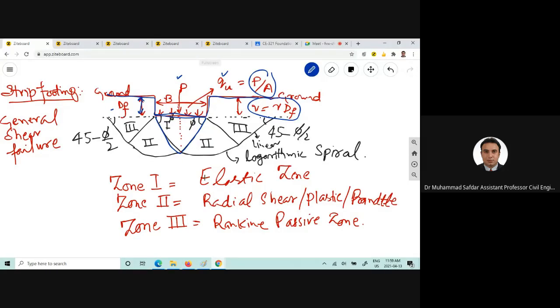There is another zone, so this is zone 1, and zone 1 can be called the elastic zone or Rankine active zone. Zone 2, which is having a logarithmic spiral, is known as the radial shear zone or the plastic zone, or we can also call that the Prandtl zone.